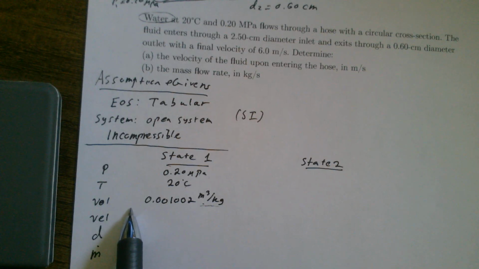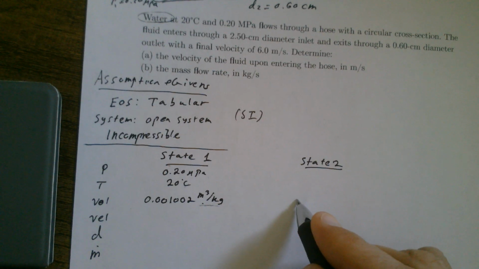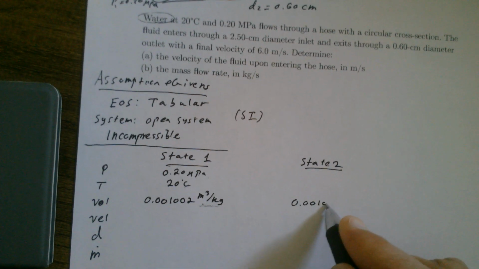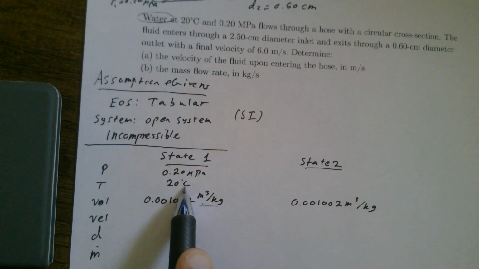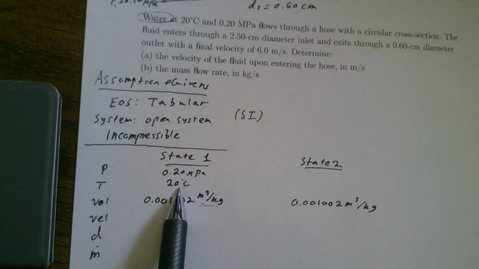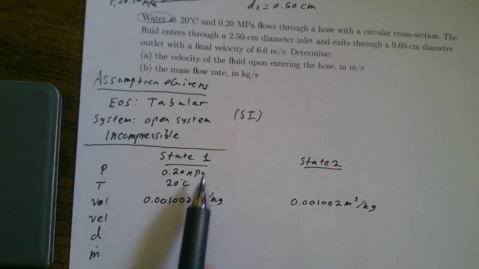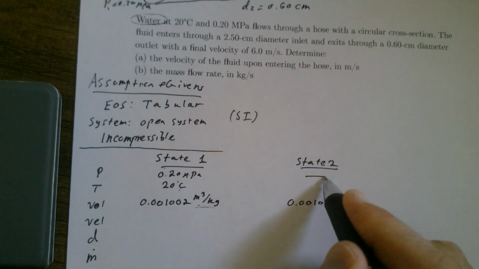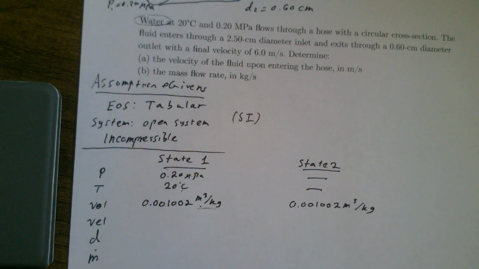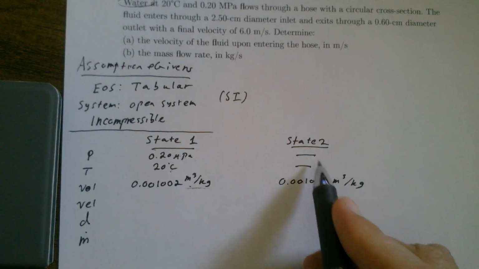Now, since this is incompressible, I can also state that state 2 is going to have the same specific volume. I am not being given any information about the temperature and pressure. Likely the temperature is not changing, but I don't know. I don't know what's happening with the pressure. It is likely changing since there is a change in diameter. But I don't know, so I'm going to leave this blank. And to be honest, in this particular question, we won't even need these two.